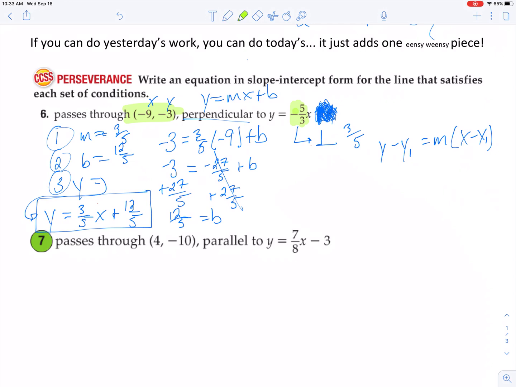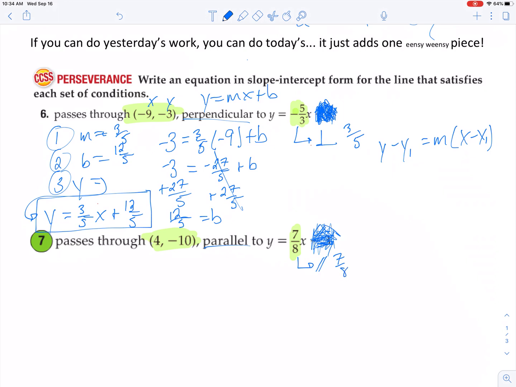Okay, so let's try another one. They gave me a point. Cool. Here's my old slope. And again, I don't care about the old y-intercept. Okay, he can go out and get ice cream or something. We don't need him today. Goodbye. Now this time it says I want a parallel slope. So the parallel slope to this would be 7/8.